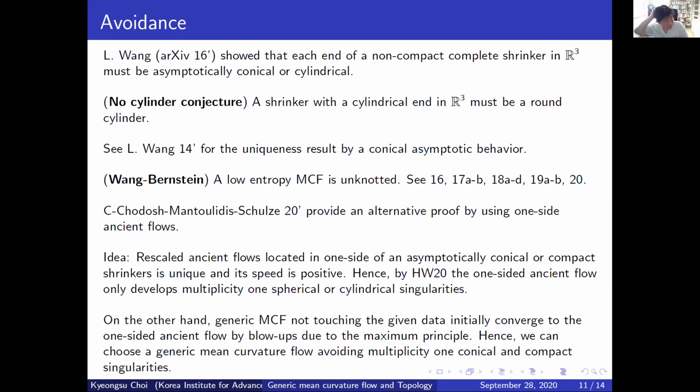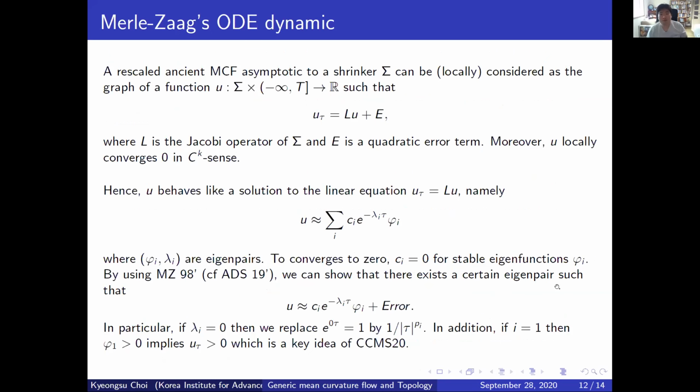We know that the ancient flow is unique and it has positive speed. So that is well posed and very nice. So we can choose a nearby generic mean curvature flow which converges to a one-sided ancient solution around the unstable singularity of the given flow. So we can avoid those kinds of conical or compact singularities. Okay, let me quickly talk about how to prove it.